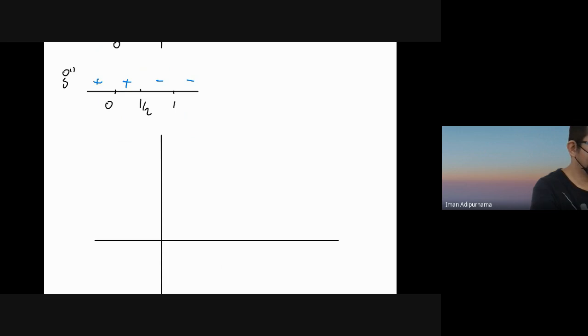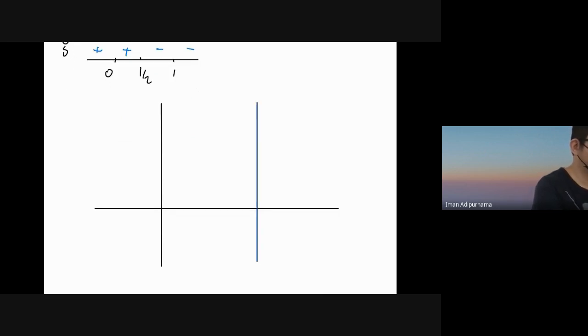Okay, let's start with this. This will be 0, x equal 1. Let's say this is 1. And this one in the middle here is our 1/2. Or maybe 1/2 is here. Okay. x equals 1, x equals 0 here, and y equals 0 is the y-axis. So that will be our asymptote.